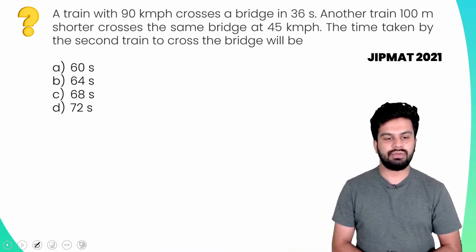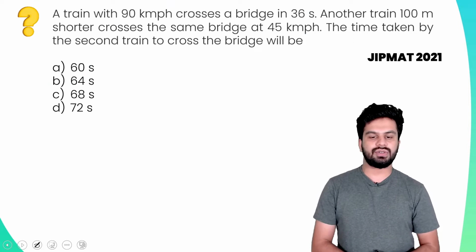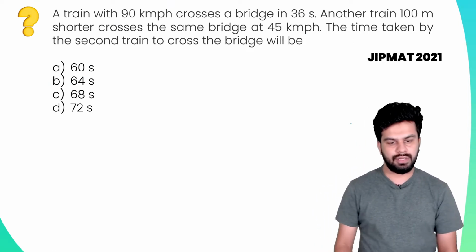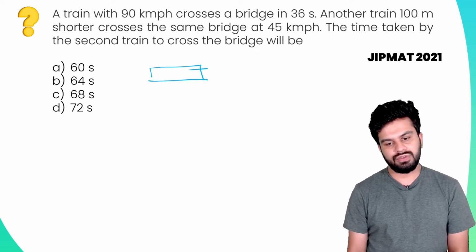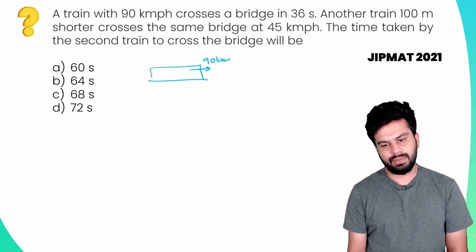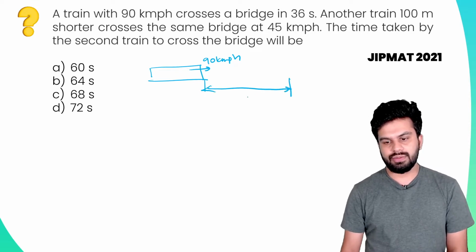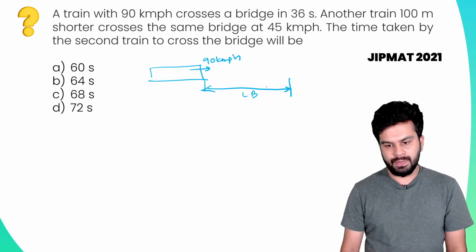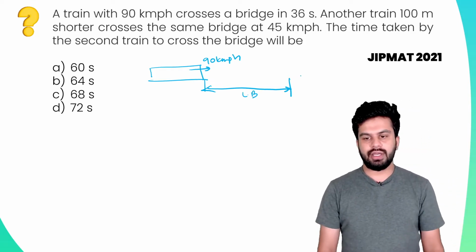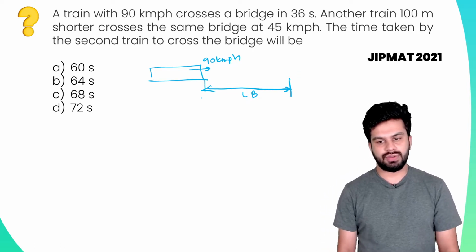JIPMAT 2021 problem. Again a train problem. A train with 90 kmph crosses a bridge in 36 seconds. There is a train which is moving at 90 kmph. It crosses a bridge. Let us assume the length of the bridge as some length. Another train 100 meters shorter crosses the same bridge at 45 km per hour.